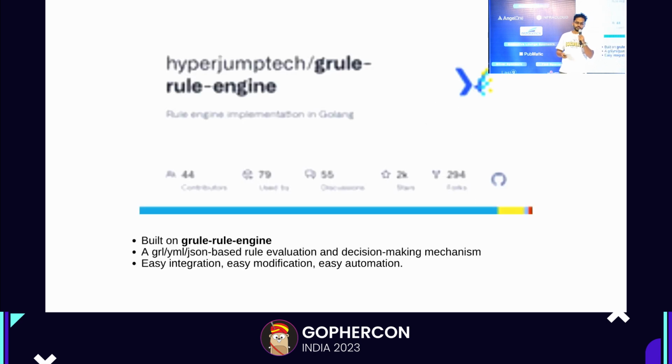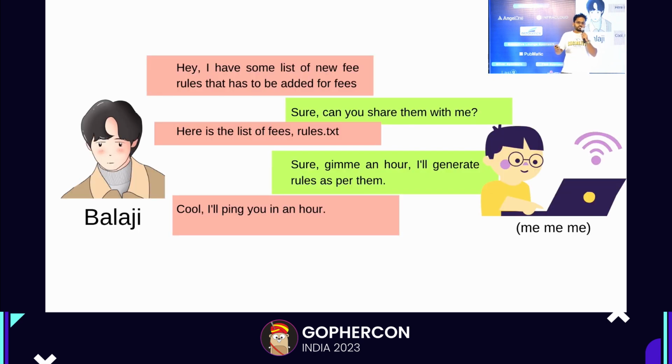So, the solution. This is a library on GitHub you can check out. It's a rule engine based on rules, in Java. Now the conversation is fairly simple. He comes to me with the rules, I just upload them into my rule engine, and everything works out within an hour or two.